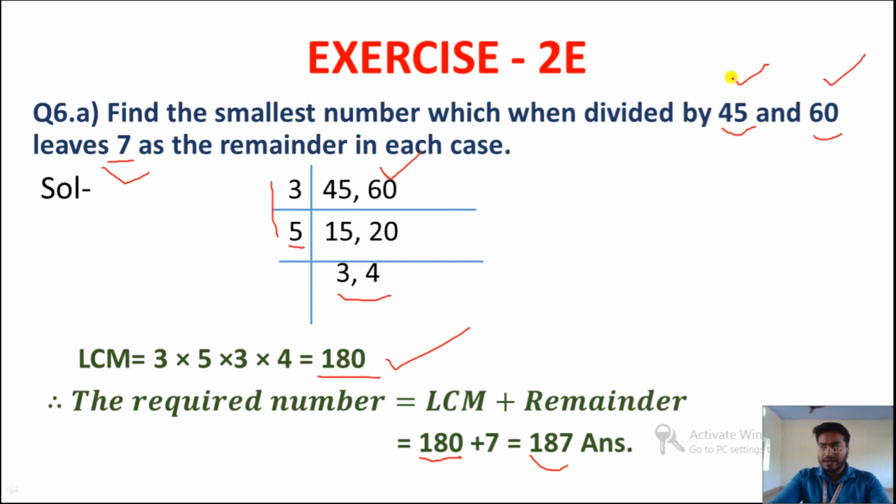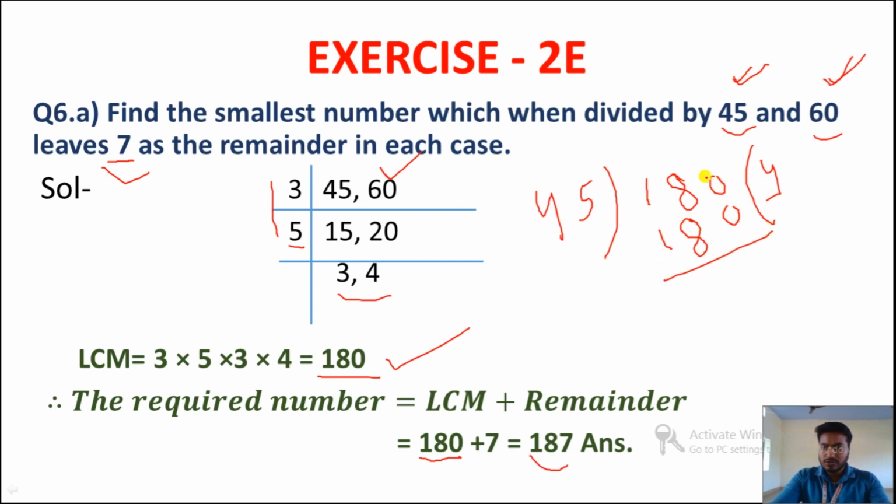Now let me divide by 45 and 60 and check whether we are getting the remainder 7 or not. So when we divide 187 by 45, I think this will go 4 times. 4 5s are 20, carry 2, 4 4s are 16 plus 2, 18. Sorry, here it is 187, no? So when we subtract, we'll get 7. Clear now? So we got the remainder 7.